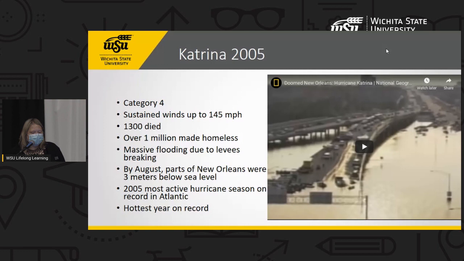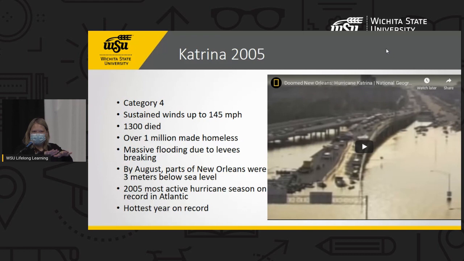But Katrina had winds of up to 145 miles per hour. 1,300 people died and over 1 million people were made homeless. And that was due to the flooding. Now, another thing with New Orleans in general is they have rerouted the Mississippi River. And because of that, well, New Orleans, the type of soil that it has, it compacts and it experiences subsidence, which is a gentle sinking.